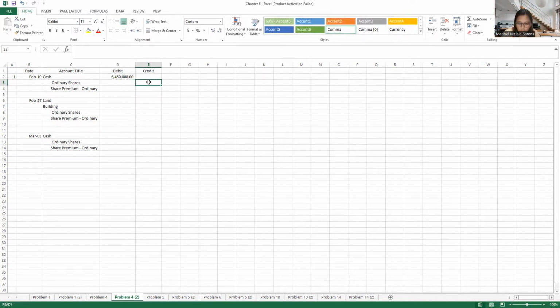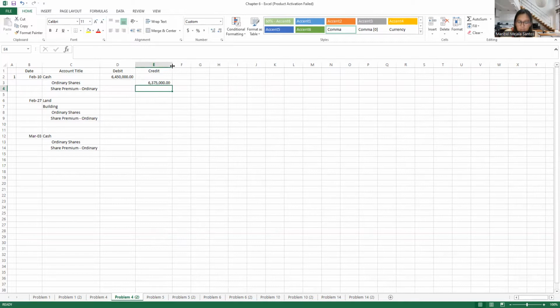6,450. Then your ordinary shares is, magkano ba ang par value niya? 85. So 75 times 85. Yan. And of course, the difference will be 75, I believe. Kasi 1 peso yan.